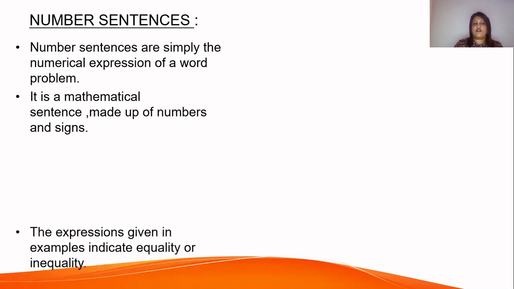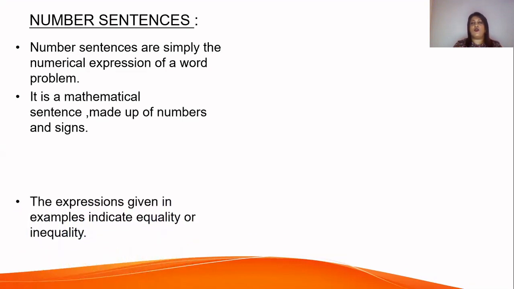The expressions given in examples indicate equality or inequality, which tells you whether it is equal to or unequal to. If both sides don't balance, then you know it's unequal. If it balances, it's equal to.